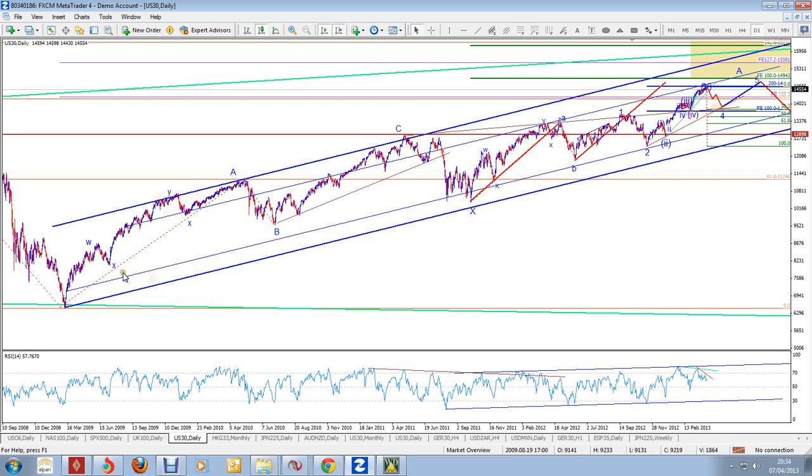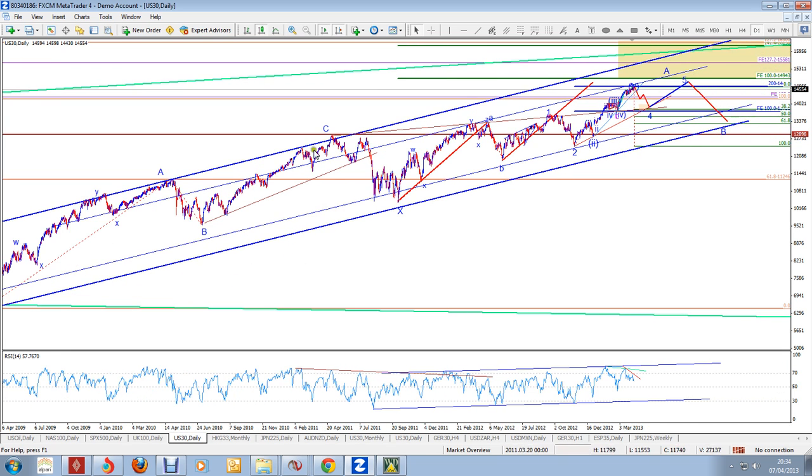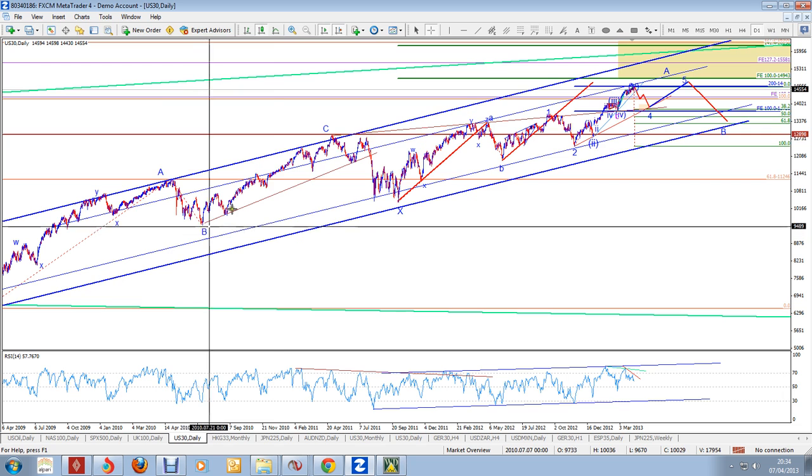So I am labeling them as W, X, Y, X, Z to give us the larger wave A. Then we got ABC back as the wave B, and then similarly we've got again a similar sort of thing. We got W, X, and then you could double zigzag. So W, X, Y, X, Z. Okay, so W here, X, Y, X, Z. So that gives us wave C. So we got wave A, wave B, and wave C.